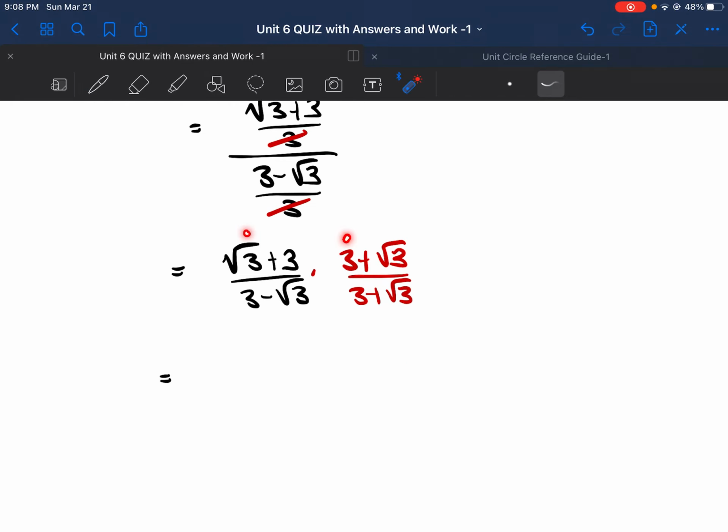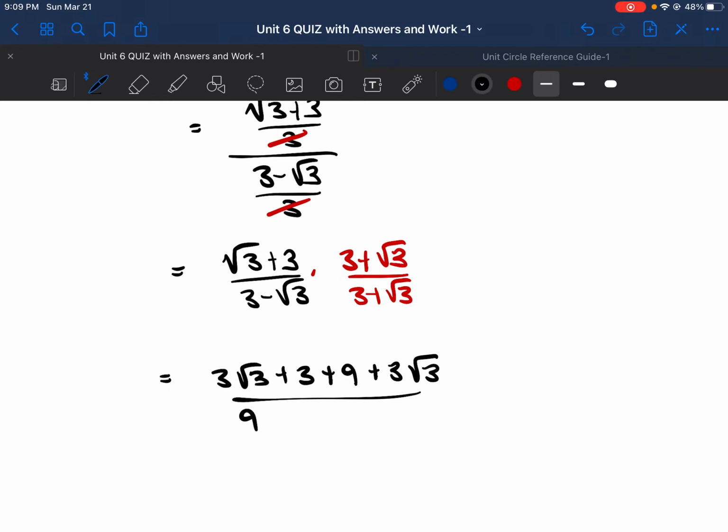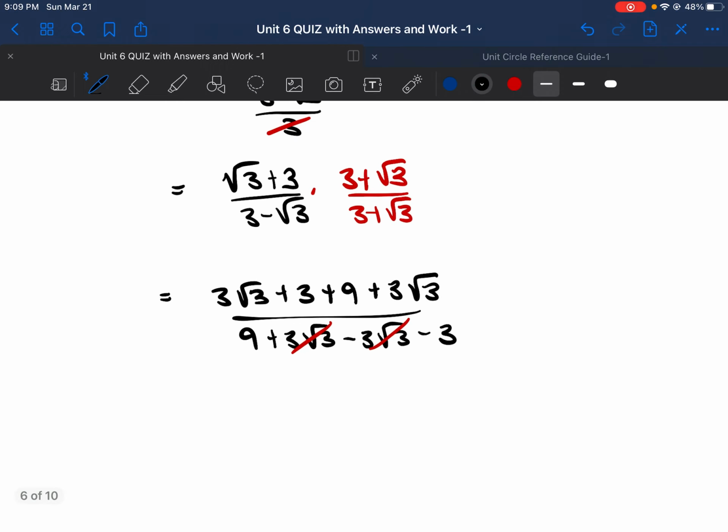Well, let's FOIL here. Root 3 times 3, that's 3 root 3. Root 3 times root 3, that's plus 3. 3 times 3, that's plus 9. And 3 times root 3, that's plus 3 root 3 again. In the denominator, 3 times 3, FOILing again, that's 9. 3 times root 3, that's 3 root 3. Negative root 3 times 3, that's negative 3 root 3. And negative root 3 times root 3, that's going to be negative 3. Notice square roots in the denominator cancel, like they always should when you multiply by the conjugate.